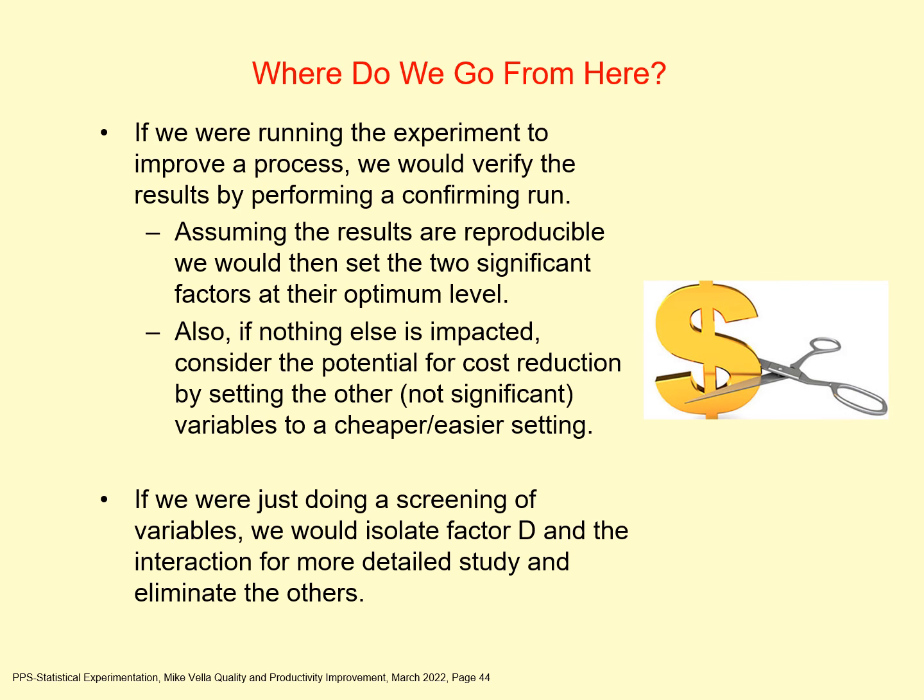So where do we go from here? Well, if we were running the experiment to improve a process, we would verify the results by performing a confirming run. And assuming that the results are reproducible, we would then set the two significant factors at their optimum level. And if nothing else is impacted, we'd consider the potential for cost reduction by setting the other non-significant factors at the cheapest, easiest operational level. However, if we were doing this experiment as a screening run, that is to determine which variables were indeed most important, we would isolate factor D and the interaction for a more detailed study and eliminate the others.